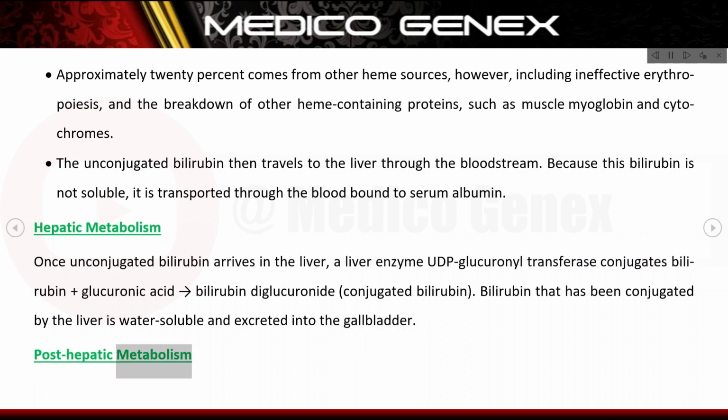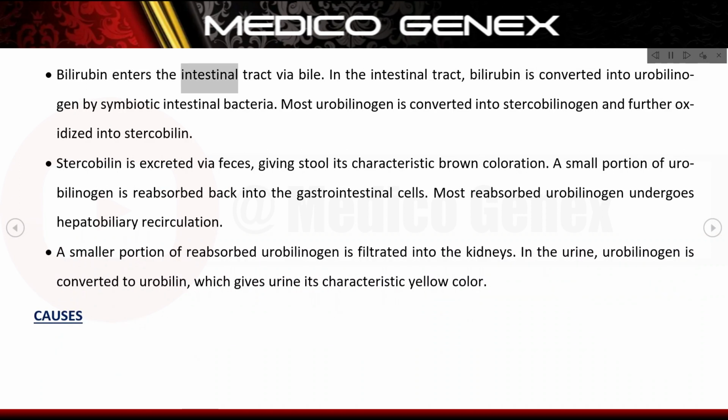Posthepatic metabolism. Bilirubin enters the intestinal tract via bile. In the intestinal tract, bilirubin is converted into urobilinogen by symbiotic intestinal bacteria. Most urobilinogen is converted into stercobilinogen and further oxidized into stercobilin. Stercobilin is excreted via feces, giving stool its characteristic brown coloration.